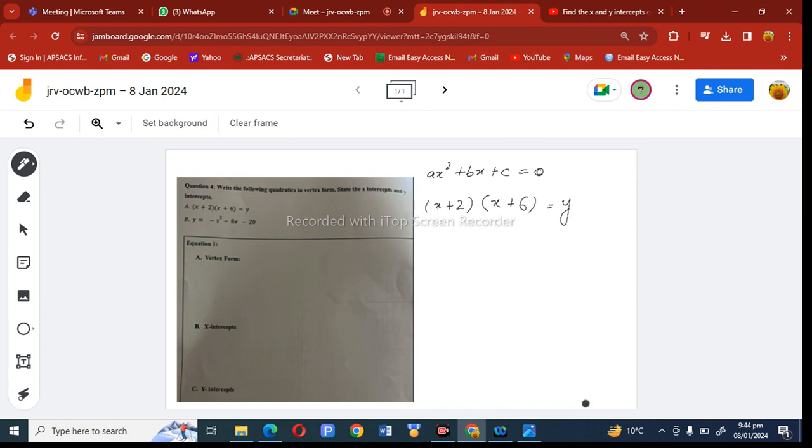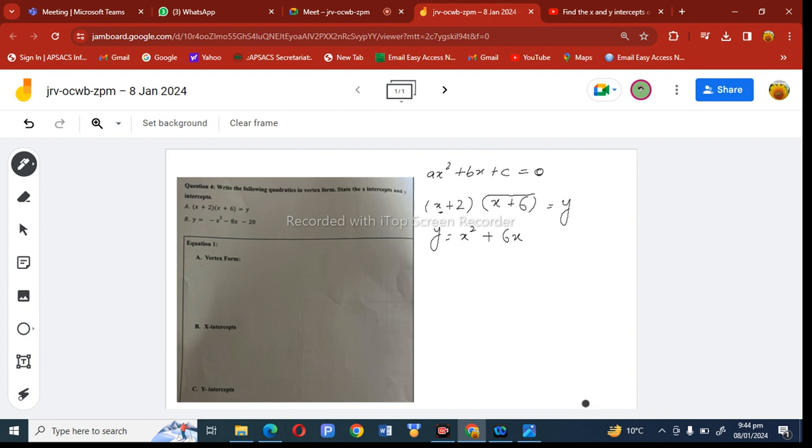So now I'm going to solve it. How will I solve it? I'm just going to multiply these two brackets, I'm going to expand these brackets. First I'll multiply this x with both terms of the other bracket. When I multiply x with x, I will get x square. When I multiply x with 6, I will get 6x.